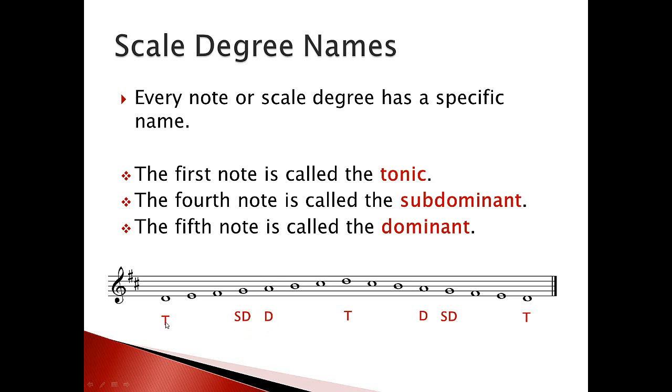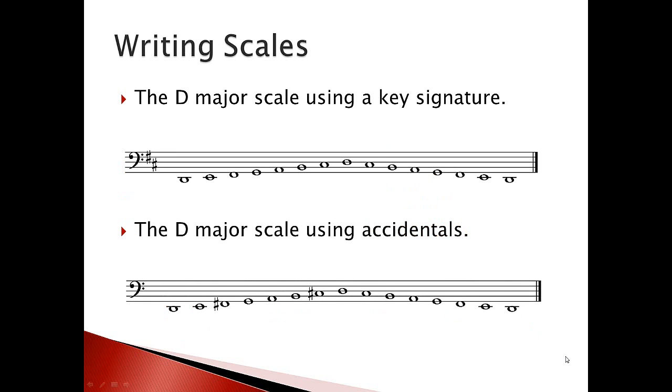So these are all marked off. Tonic, subdominant, dominant, tonic, subdominant. And we go up. There's the D major scale, and those notes are shown for you. So those are three common names. So always the tonic is the first note of the scale. That's most important. The dominant is the second most important. It's the fifth note of the scale, and then the subdominant is the fourth note of the scale.